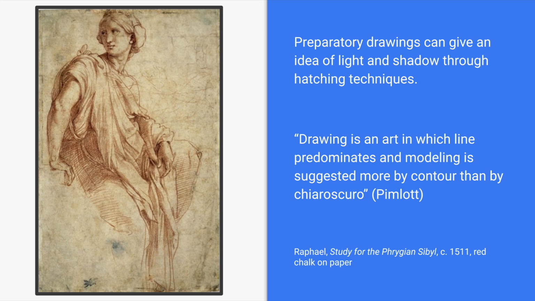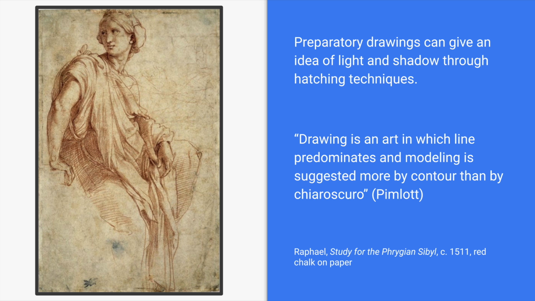You can see here how the hand is positioned. Now, I'm sure in several other studies that Raphael did, he mapped out how he wanted that arm to look and how he wanted that right arm on the Sibyl to twist in that motion. And a quote from a book that I read was, "Drawing is an art in which line predominates and modeling is suggested more by contour than by chiaroscuro."